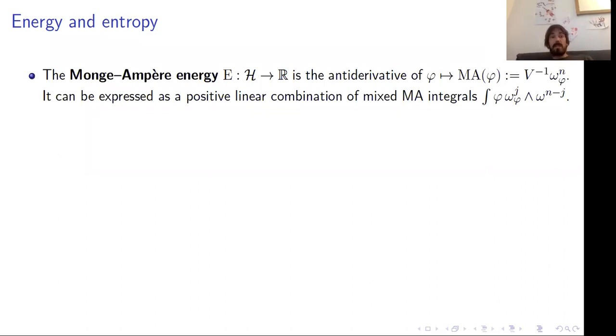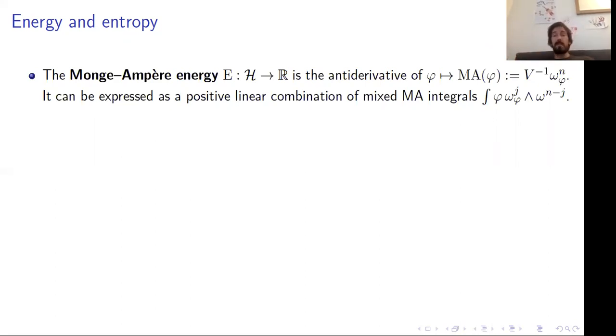Okay, and so this energy functional admits, of course, an explicit expression that you get by integrating along segments in the space H, and what you get is a formula that is a positive linear combination of integrals of the form, the integral of phi against omega phi to some power j, and then omega to the n minus j, the rest of it. And these kind of integrals are called mixed Monge-Ampère integrals, and they will show up several times in the talk.